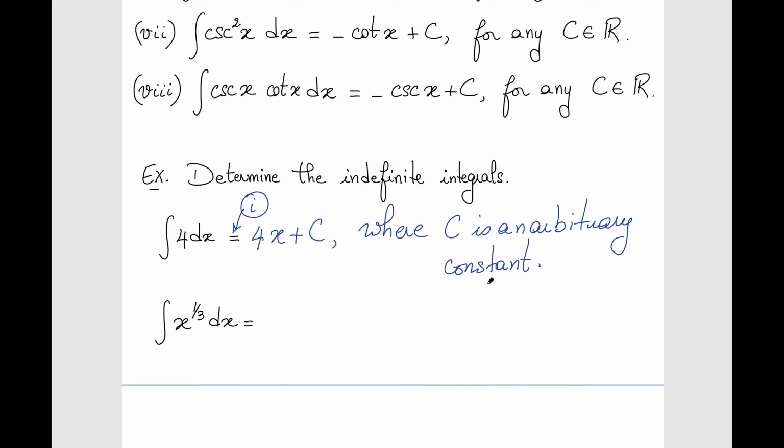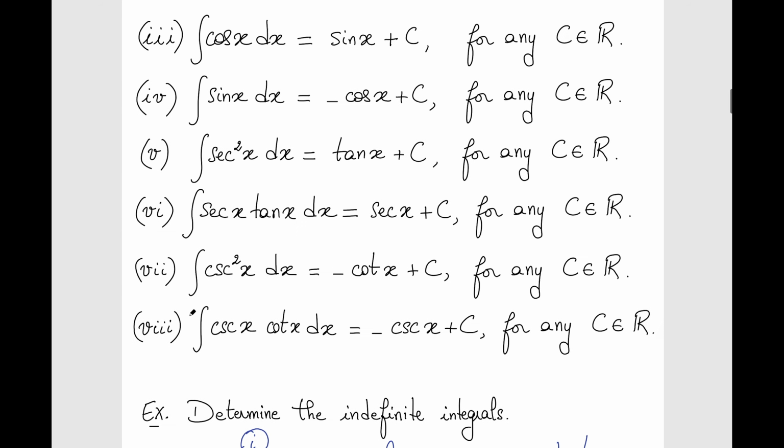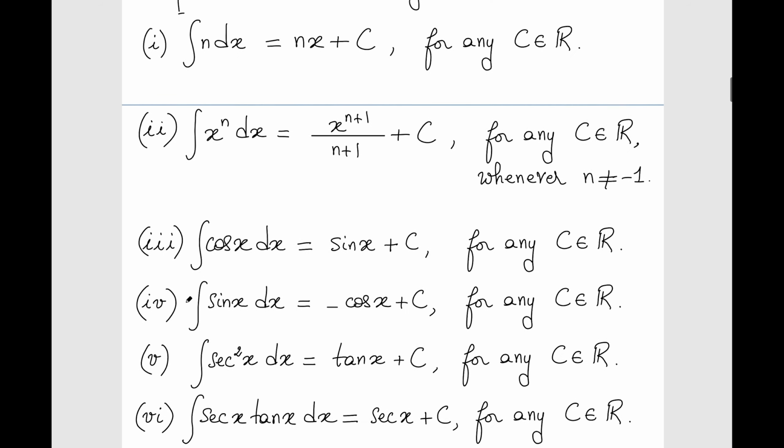And by constant, I mean a number in R, right? In R. Okay. Makes sense for the first? The second one, primitive of x to the power 1/3 dx. Well, this is of the form x^n, where n is not negative 1.